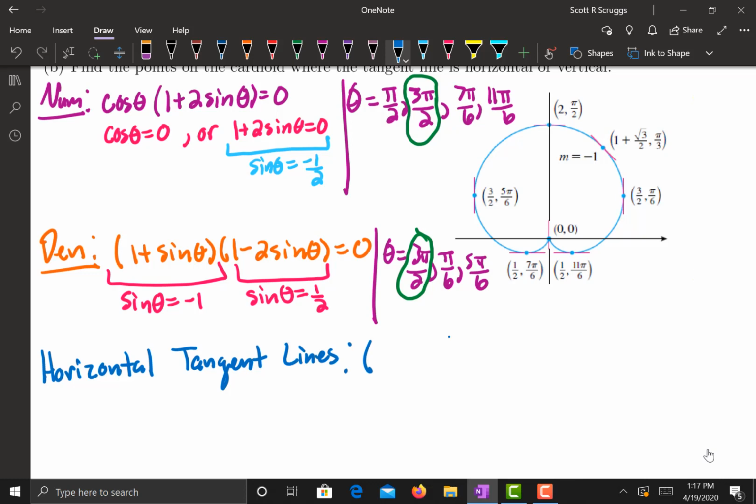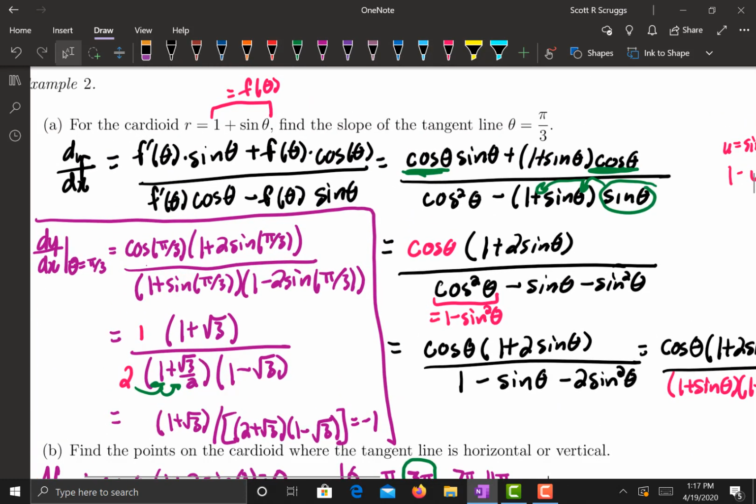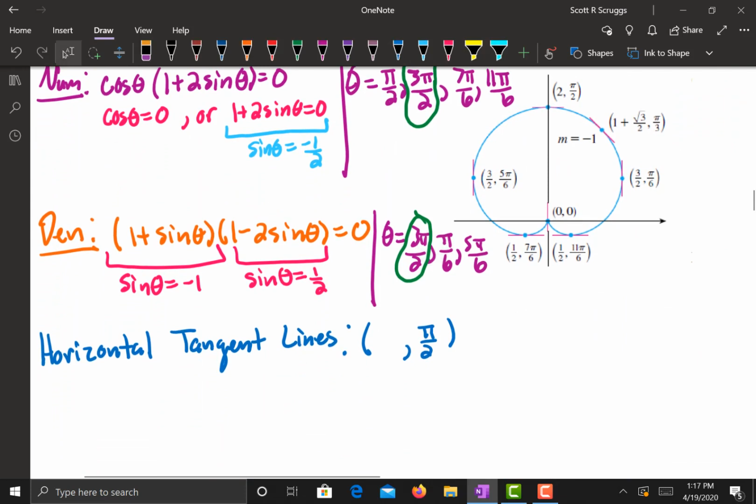And so those points are going to be in our polar values. My angular coordinate will be pi over 2. And if you plug that into our formula, you're going to get 1 plus sine of pi over 2, which is another 1. So I'm going to get a value of 2. I'm going to skip 3 pi over 2 because that makes the denominator also equal to 0.